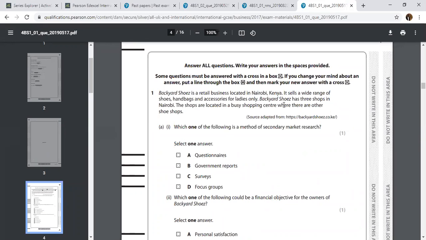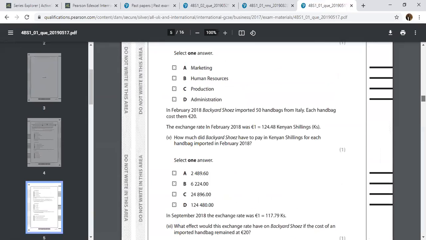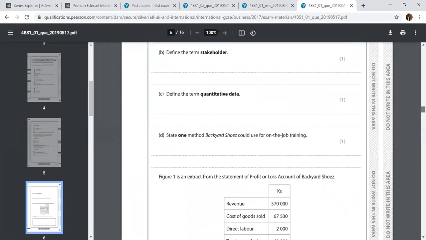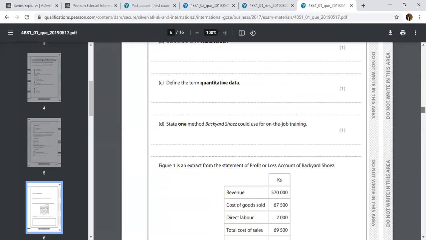It sells a wide range of shoes, handbags, and accessories for ladies only. Backyard Shoes has 3 shops in Nairobi, located in a busy shopping center where there are other shoe shops also. Mainly they are selling shoes, handbags, and ladies' accessories. So this is a business that is manufacturing and also selling, mainly a retail shop, right? What I want to show you is this question, part B, question number 1, part D.